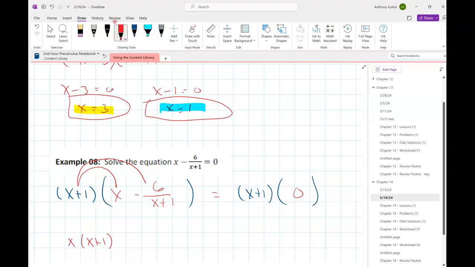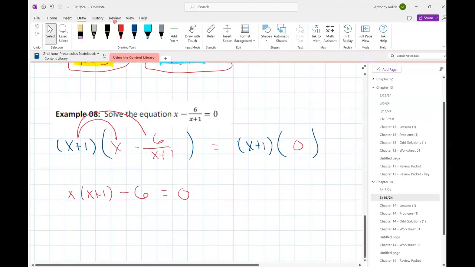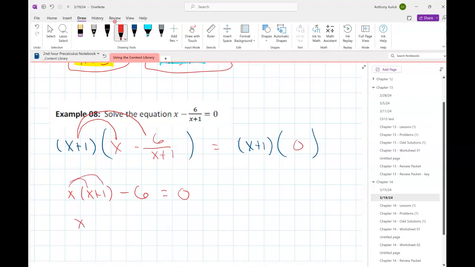So I have x times x plus 1. What do I get when I multiply the x plus 1 to minus 6 over x plus 1? Negative 6. And the right-hand side is goose egg. So far, so good? Okay. So now I'll just distribute this piece out. What am I left with? Another quadratic equation, right?